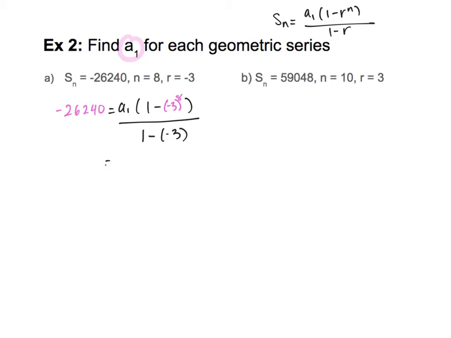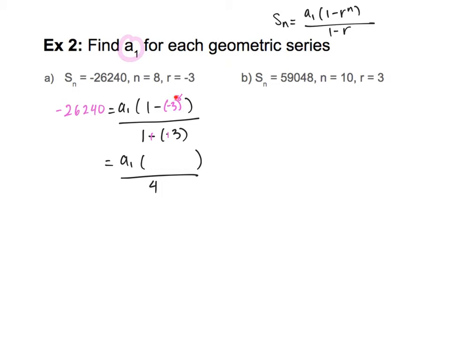Now, when you take a look at this problem, notice how A1 is the only variable left here. I'm going to drop that down. The bottom, maybe I can simplify it a little better. 1 minus negative 3, that means they're going to change to plus signs, because when you have two negatives, they make a positive. So the bottom here is now a 4.